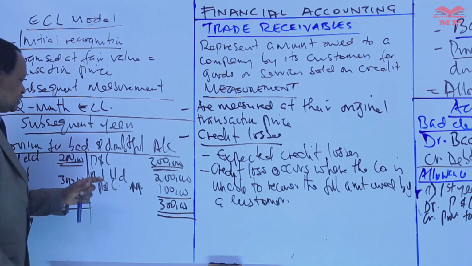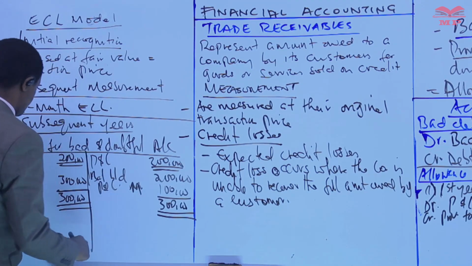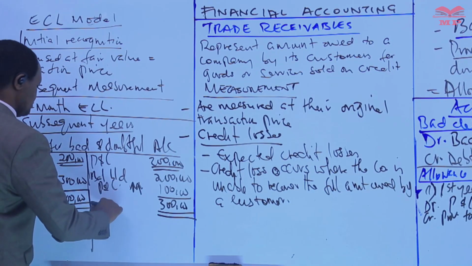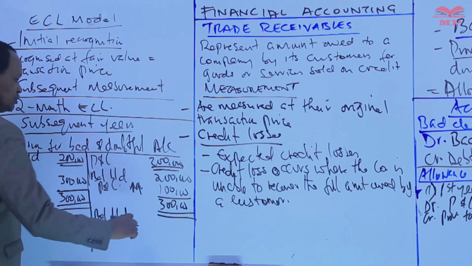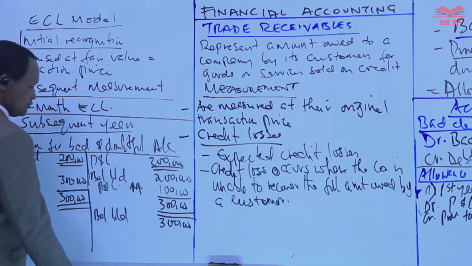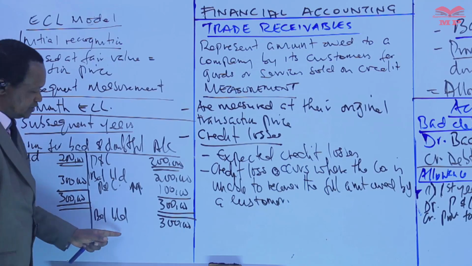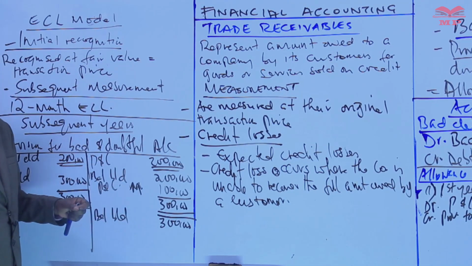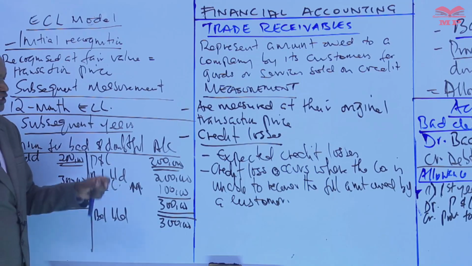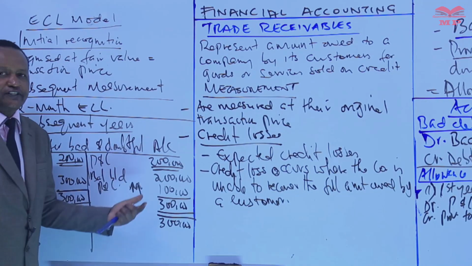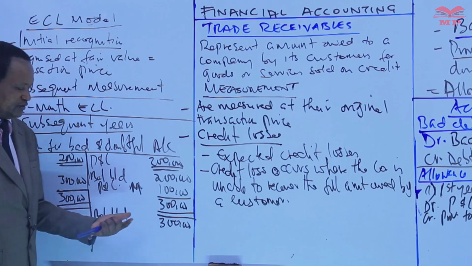So it increased in year 2. So in year 3, we'll have this balance brought down, 300,000. Assuming in year 3, the provision reduces. It reduces by, say, 50,000.